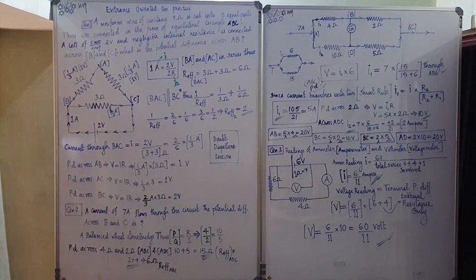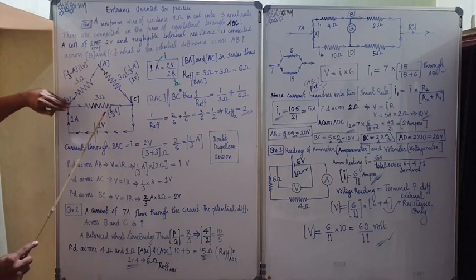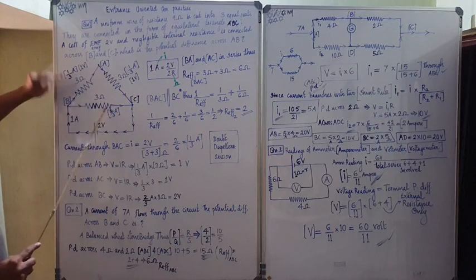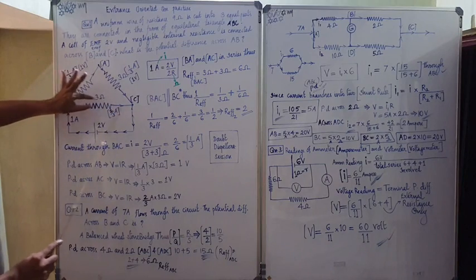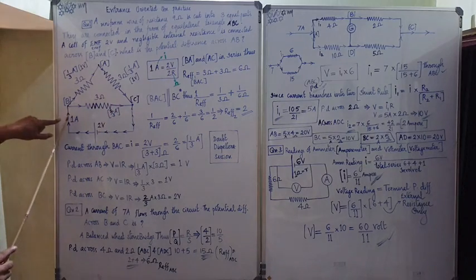What is the potential difference across BC? The resistance we know is 3 ohm. And what is the current over here? Here 1 by 3 ampere. Then what is remaining? 1 minus 1 by 3 is equal to 2 by 3. That is the remaining. This area has 2 by 3. These two when added up give 1 ampere.